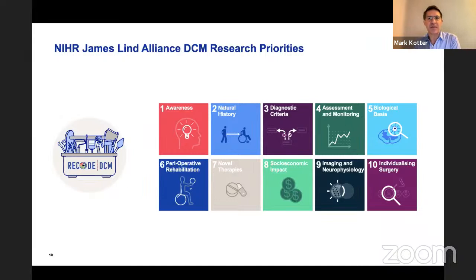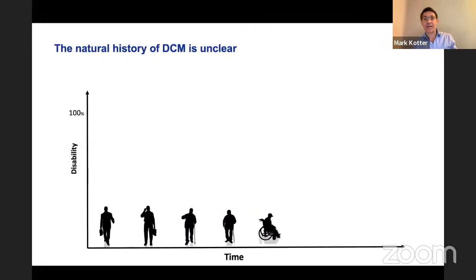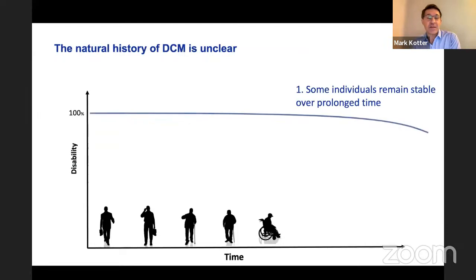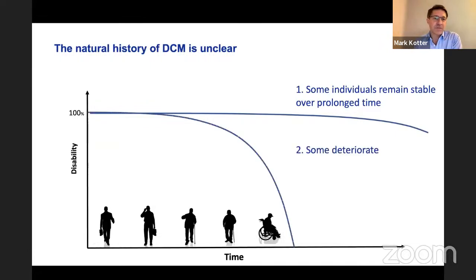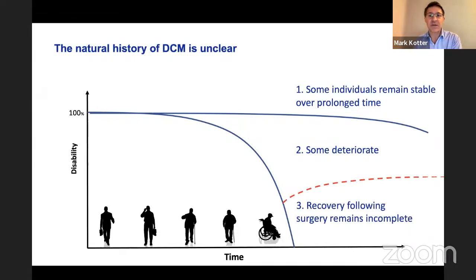Today, I'm going to cover the natural history and etiology, some of the biological bases, and some of the novel therapy sections. So what do we actually know about the natural history of DCM? Actually, we know that some individuals remain stable over prolonged periods of time, and another proportion of these deteriorate. And often it starts with a subtle deterioration that accelerates. And the third thing that we know is that recovery following surgery remains incomplete.